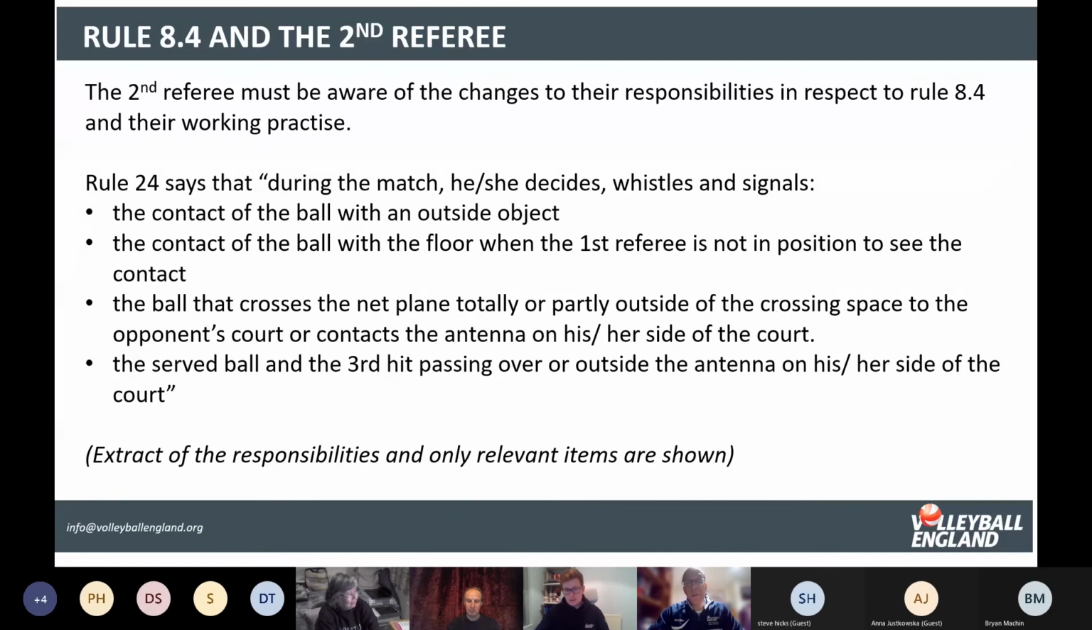Now, if you don't know whether the block has touched the ball first or it's straight off the attack hit, again, use your line judges. Talk to the referee. They have a different view. They may be able to help you. Okay, so it's just one of the things. If you've got a doubt, players will take confidence that you're trying to get the right decision.